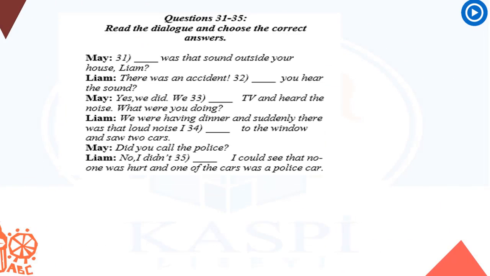Questions from 31 to 35 are about the dialogue. You should read the dialogue and choose the correct answers. In the first gap we put what, because you ask about the sound. What was that sound outside your house?